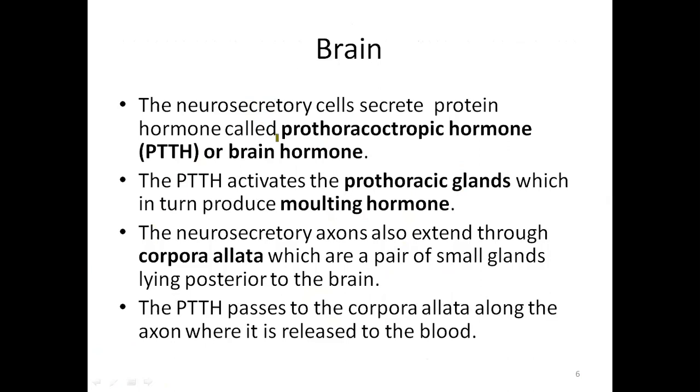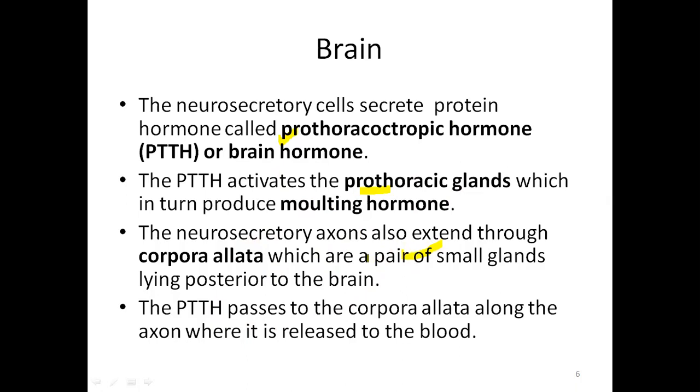Now, as I have told you, the brain secretes the brain hormone or prothoracotropic hormone. This influences the prothoracic gland, and the prothoracic gland produces a hormone called molting hormone or prothoracic hormone. This molting hormone is very, very important to bring about the changes from larval form to the adult.